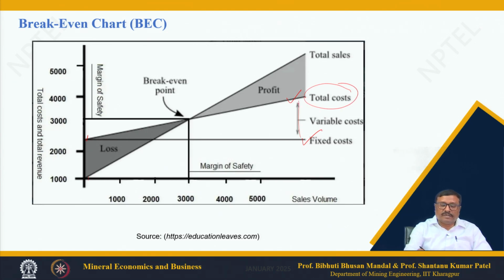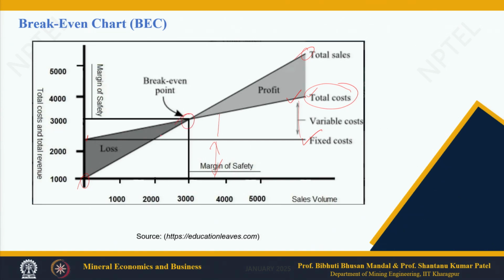So, the difference is variable cost wherever you plot. This lower part is the fixed cost and the upper part is the variable cost. If you add, then we get the total cost, and this, starting from 0, is the total revenue, sales revenue. So, we have plotted this total cost versus total sales, and we found where these two lines are intersecting, and we call it BEP, or break even point.